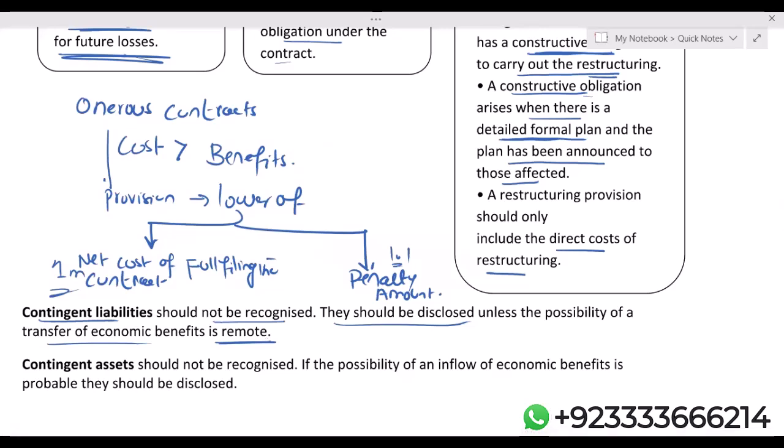Contingent assets should not be recognized. If the possibility of an inflow of economic benefit is probable, they should be disclosed. If there is more than 50% chance you will be getting benefit from the contingent asset, then you can disclose. Again, you cannot recognize.